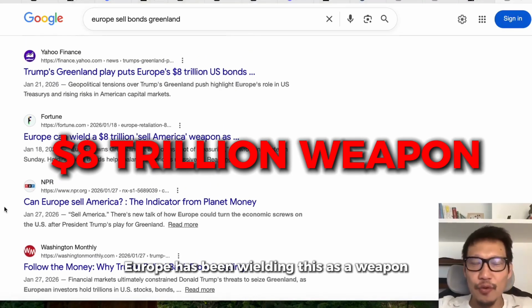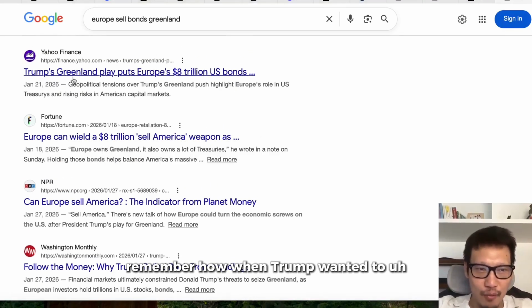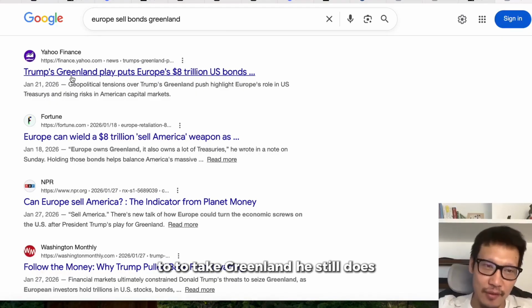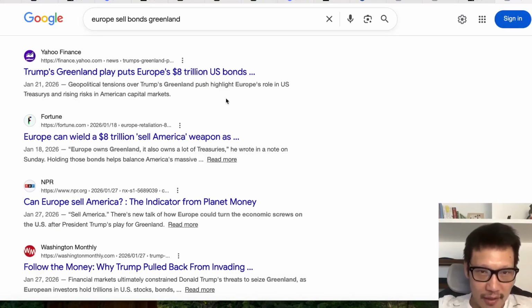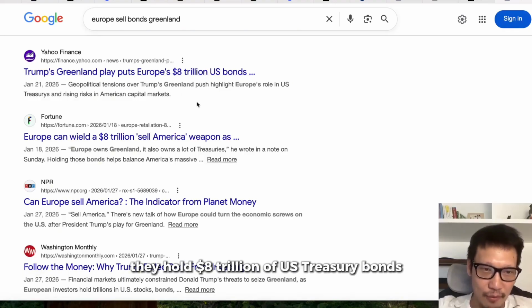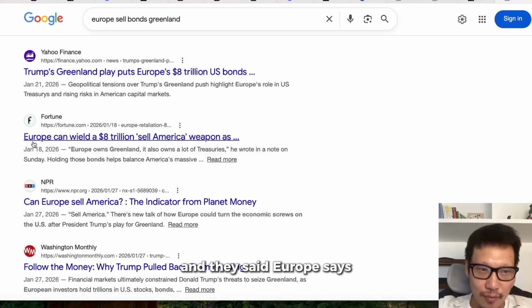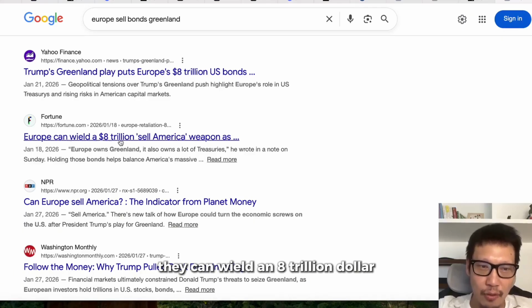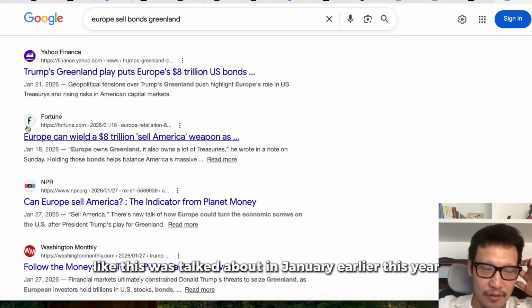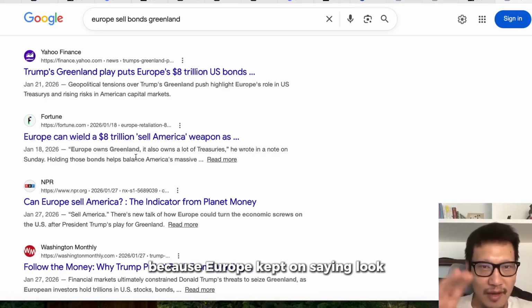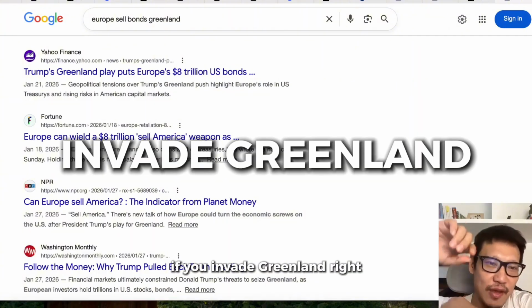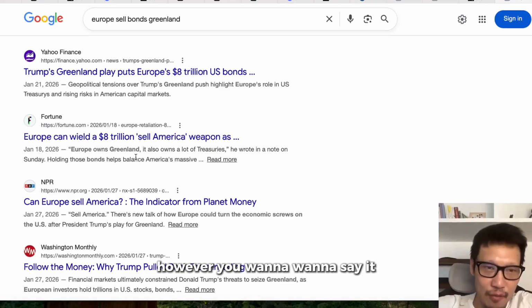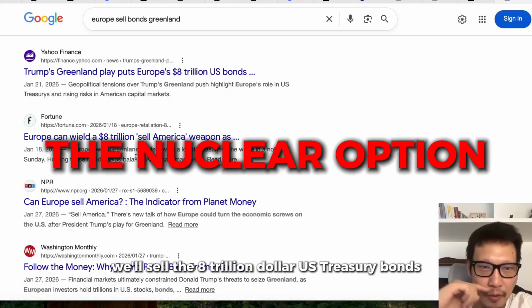Europe has been wielding this as a weapon. Remember how when Trump wanted to take Greenland, he still does. Trump's Greenland play puts Europe's $8 trillion of US bonds into jeopardy, right? Basically, they hold $8 trillion of US Treasury bonds. And Europe says they can wield an $8 trillion sell-America weapon, right? This was talked about in January earlier this year, because Europe kept saying, look, if you try to take over Greenland, the word they use is invade. If you invade Greenland, however you want to say it, we'll sell the $8 trillion of US Treasury bonds.